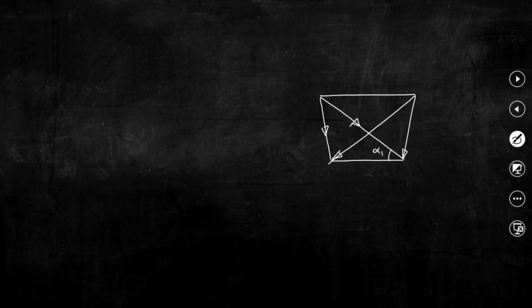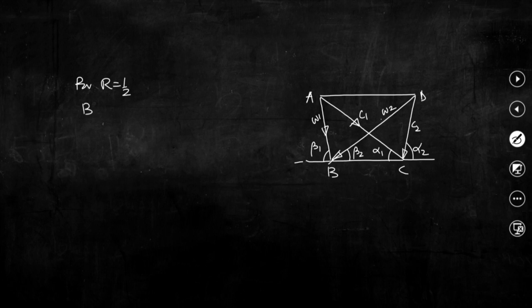this angle is alpha 1, this is beta 2, this is beta 1, this is C1, this is W1, this is W2, this is C2, and this is alpha 2. Okay. So, if this is triangle A, this is B, C and D. So, for R equal to half, triangles are symmetrical.